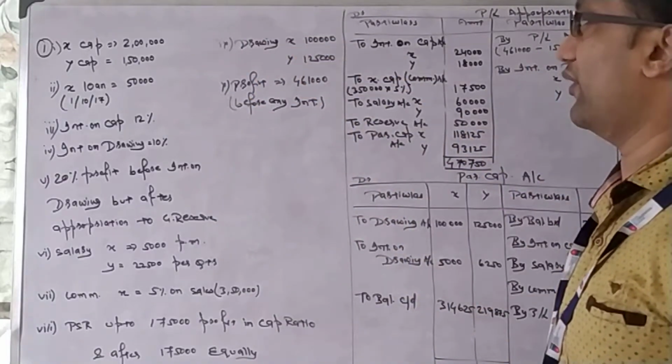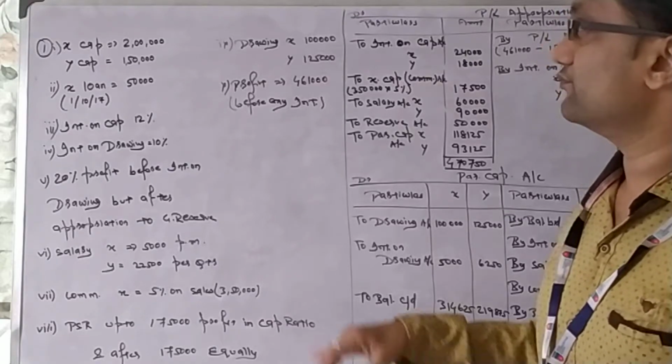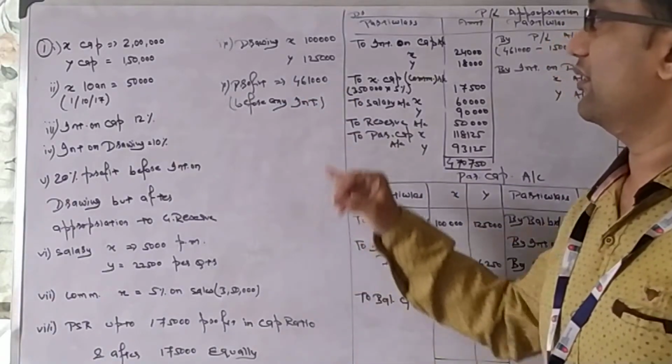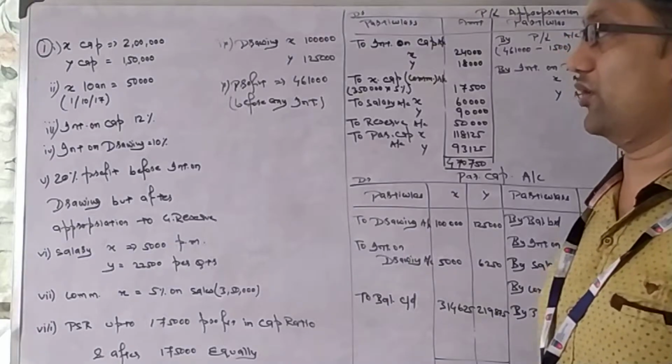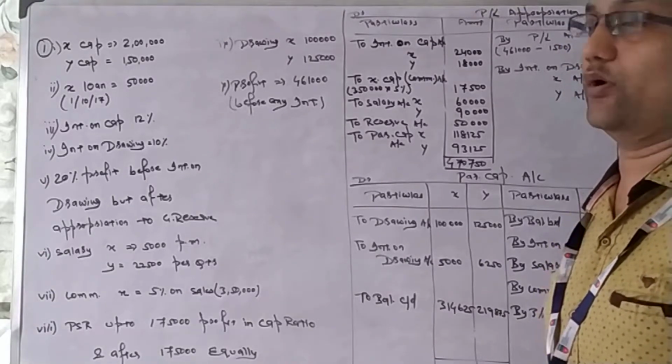Drawing of X and Y 1 lakh and 1,25,000 during the year. They are not giving any date. And profit for the year is 4,61,000.